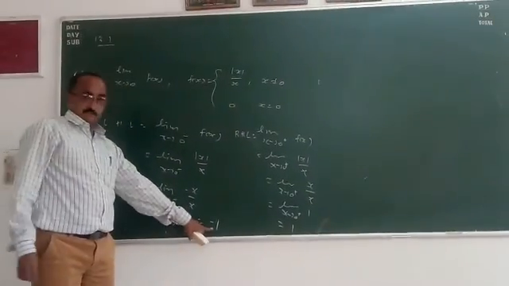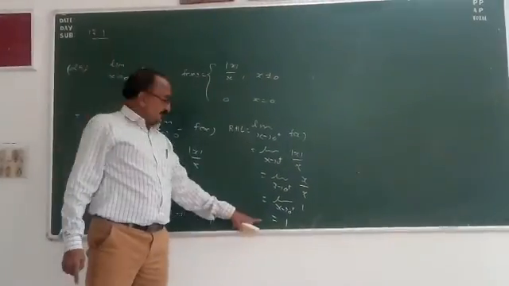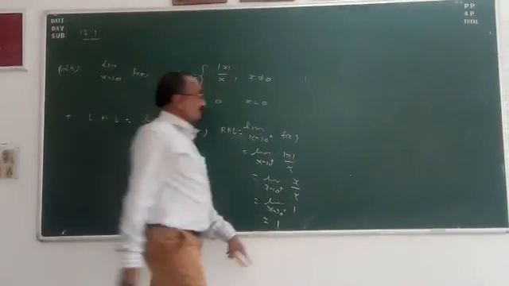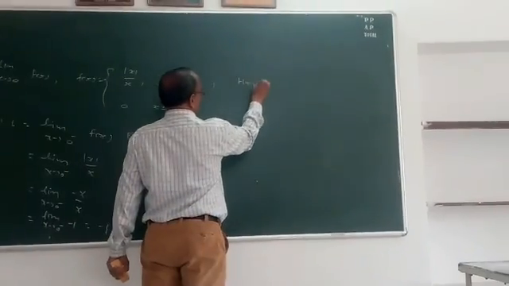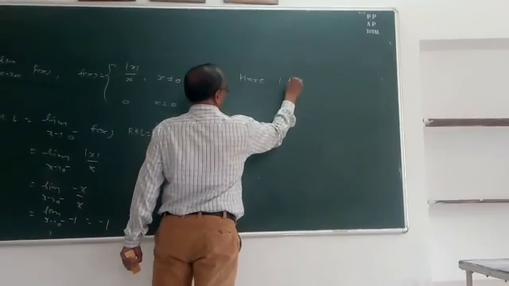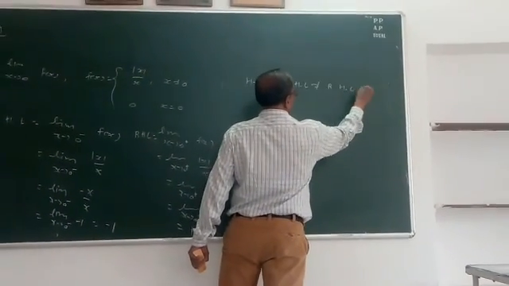In this case here the left hand limit is equal to minus 1. Right hand limit is equal to 1. And f of 0 is equal to 0. Here the left hand limit is not equal to the right hand limit, not equal to f of 0.